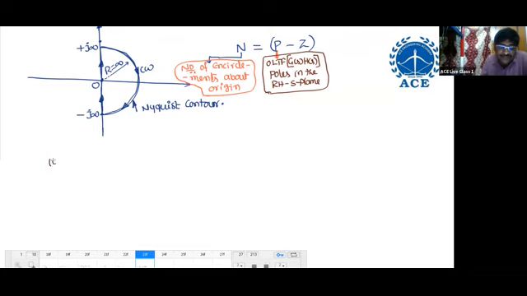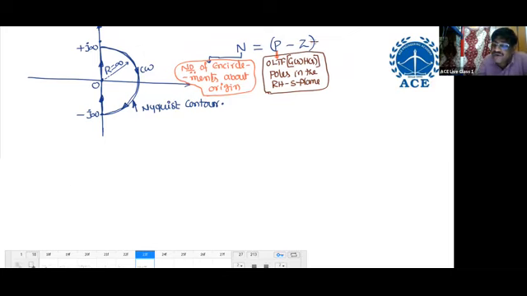If 1,000 poles are there, more poles exist in the left hand side. In the right hand side, a very small number of poles is there. So identifying the number of poles in the right is easy. That's why Nyquist did the right of S-plane analysis.